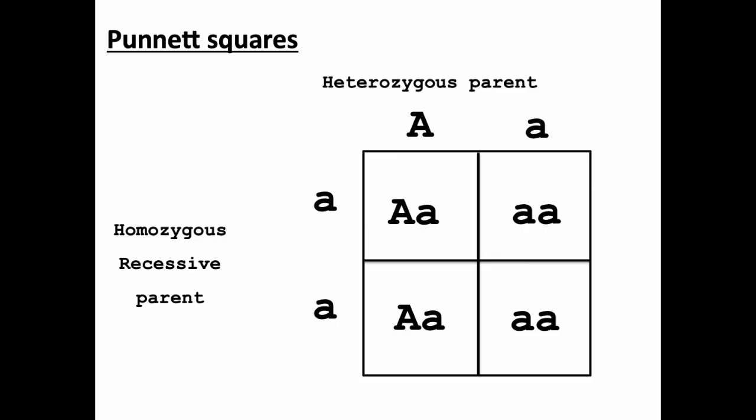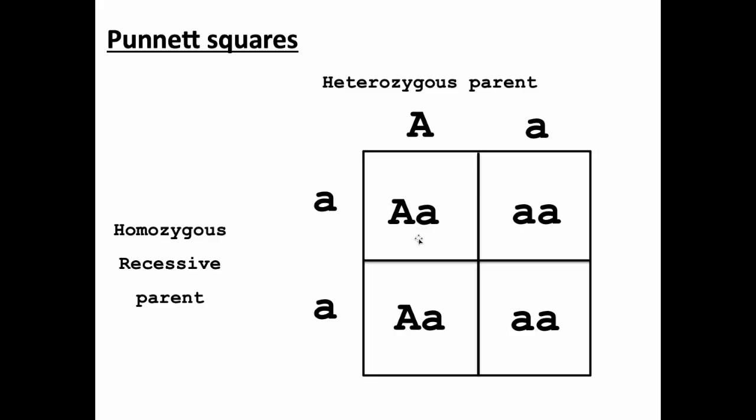So once again, if I asked a test question, you're doing a cross between a heterozygous parent and a homozygous recessive parent, what percentage of the offspring will be homozygous recessive? The answer, 50%. Homozygous recessive, 25 plus 25, 50%. What percentage of the offspring will have the dominant phenotype? 50%. Heterozygous individuals have the dominant phenotype. Homozygous recessive individuals have the recessive phenotype.